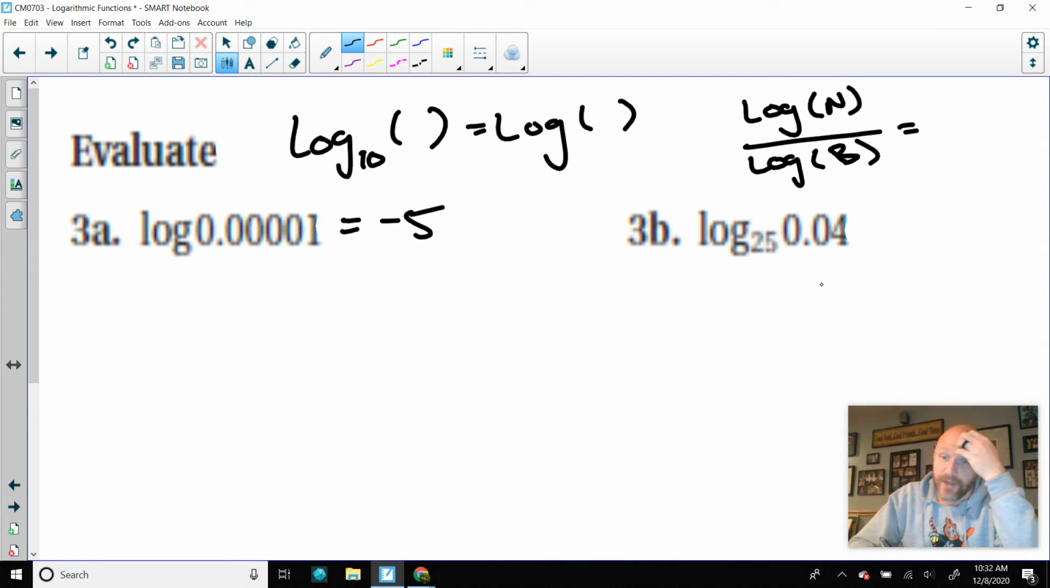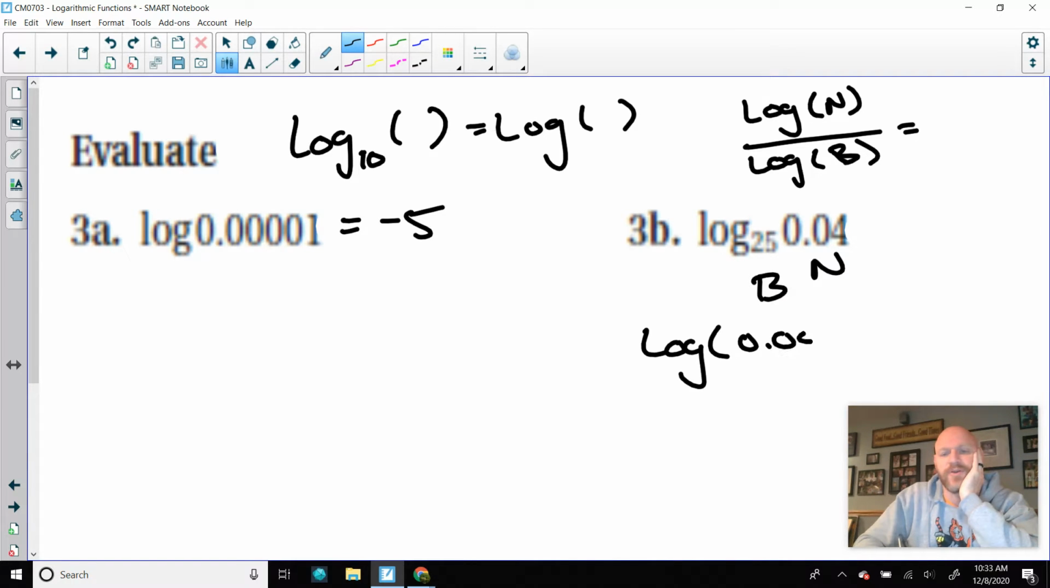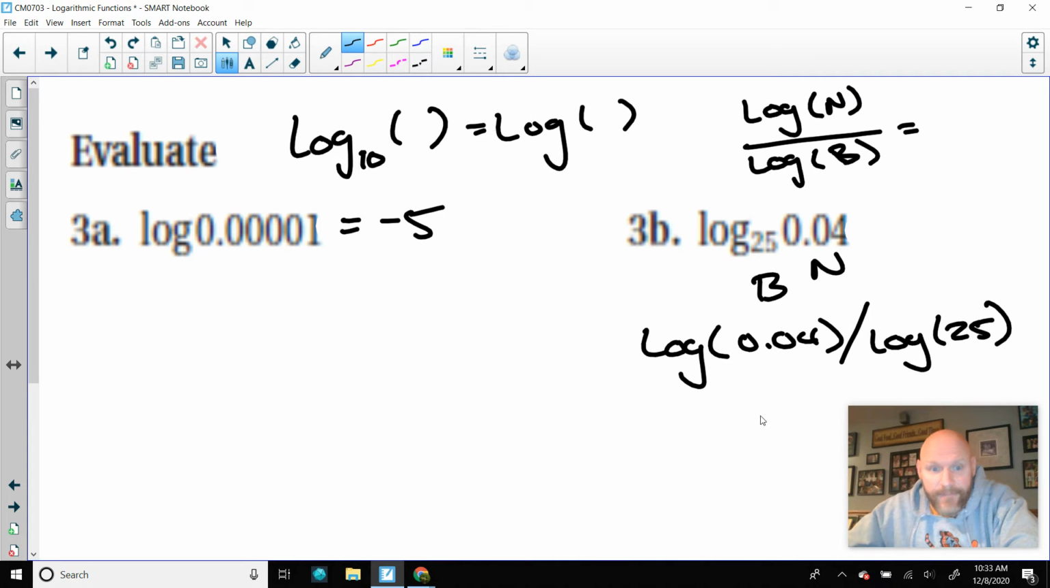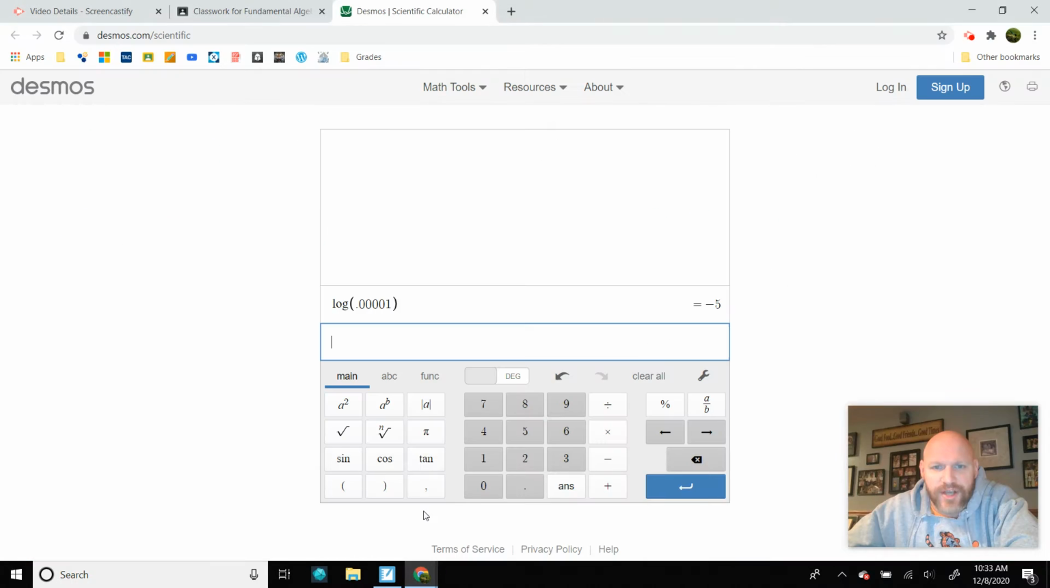For the next one, the cheat code, once again, we put the number above and we put the base below. So on our calculator, it'll be the log of 0.04. Put a closed parenthesis there. We'll divide that by the log of 25. And let's see what answer we get on that one. Let's give it a shot.